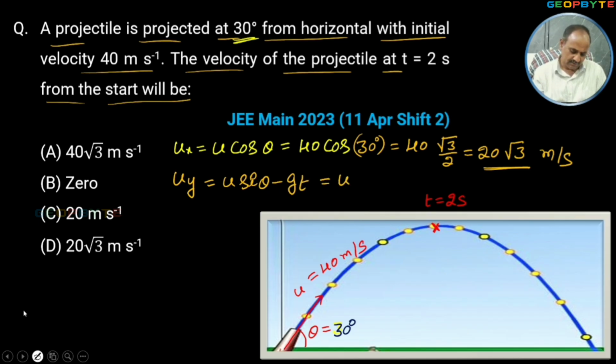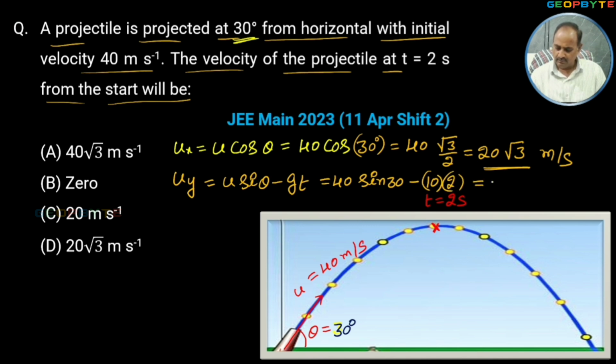The vertical component u is how much? Let us write that value. u equal to 40 sin 30 minus gt. Taking g as 10 and t equal to 2 seconds, it is equal to 40 into 1 by 2, since sin 30 is 1 by 2, minus 20. 40 by 2 is 20, and 20 minus 20 is 0. So there is no vertical component of velocity.